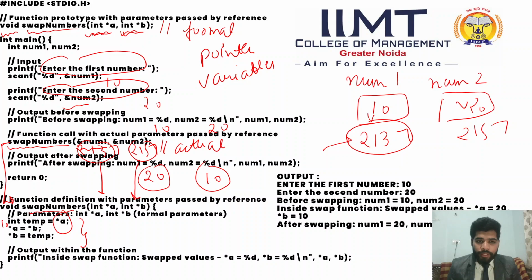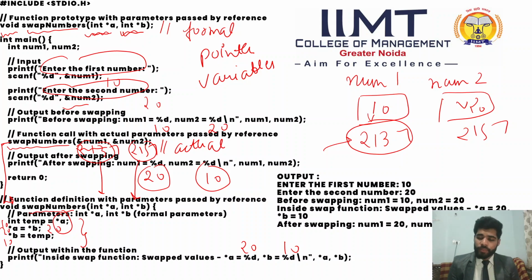Then it is written asterisk a equal to asterisk b. That means asterisk b is 20, so asterisk a now contains 20. After that, asterisk b equal to temp. Now temp contains 10, so asterisk b is equal to 10. Now they are swapped: a and b are 20 and 10. Now we are printing the result. Output within the function: printf inside swap function, swapped values are %d and %d. So here the swapped answer will be printed, that is 20 and 10. So this is how the call by reference method works.